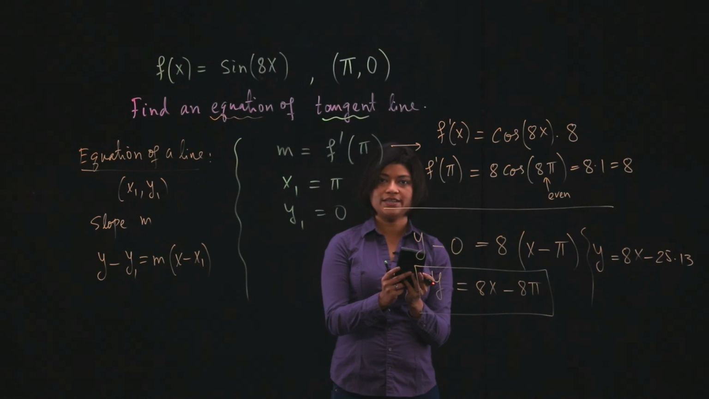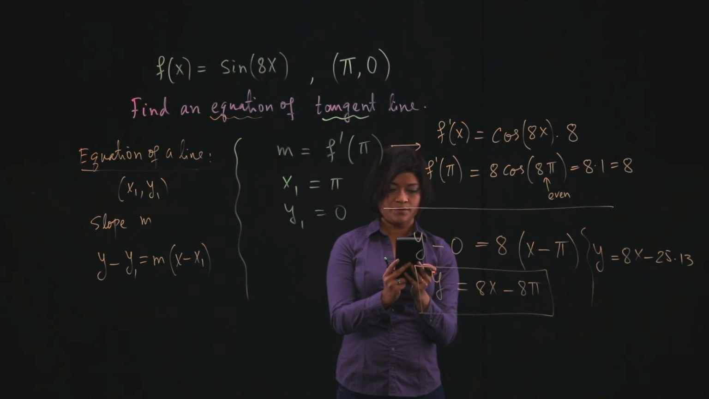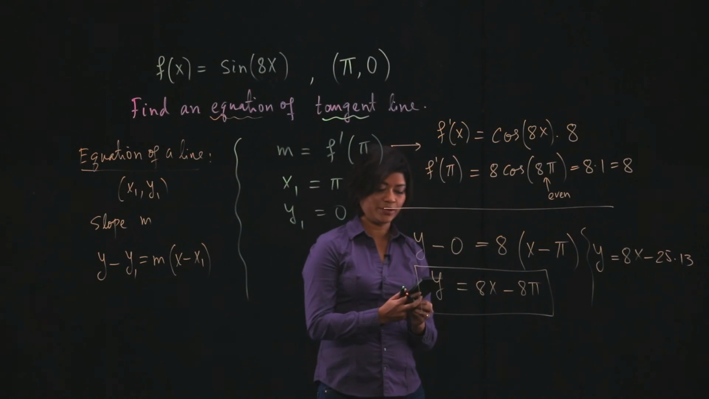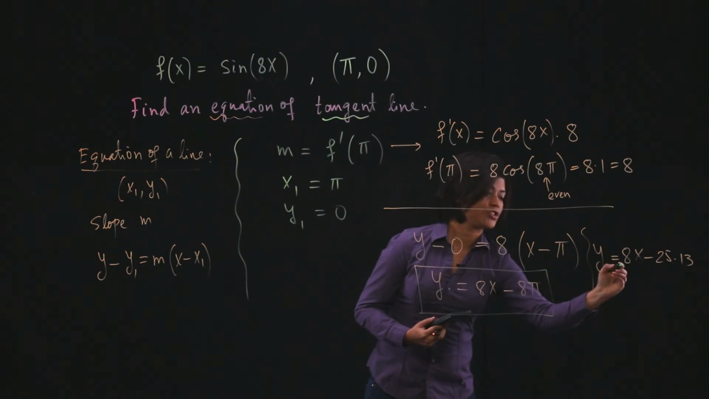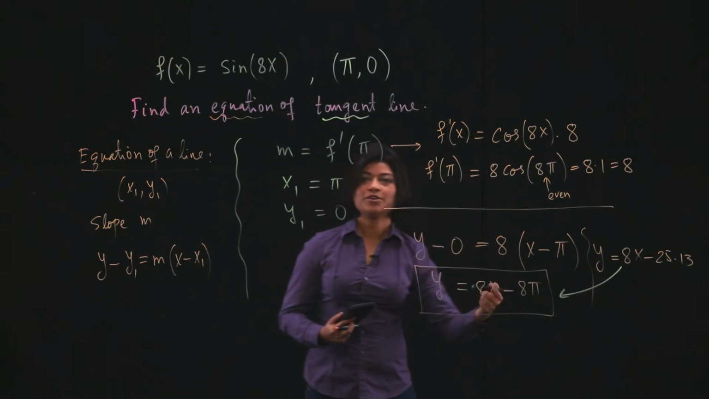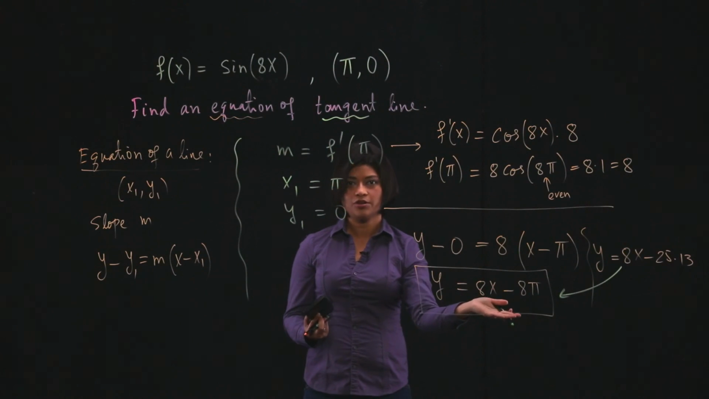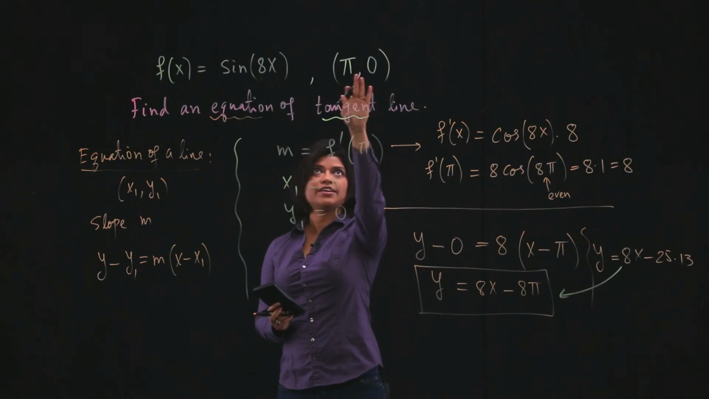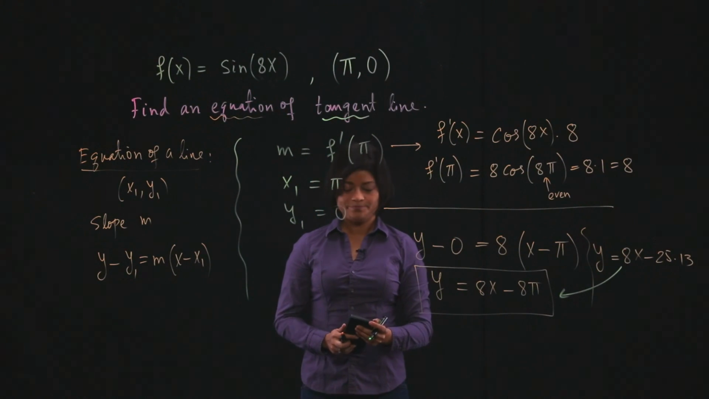Well, this is our equation, 8x minus 8 pi. So let's quickly check what is 8 times pi. Okay, 8 times pi, it is the exact same value, 25.13. So this checks that it's the same equation. So we found the tangent line correctly. So this is the tangent line of the function sine of 8x at x equals pi. Thank you.